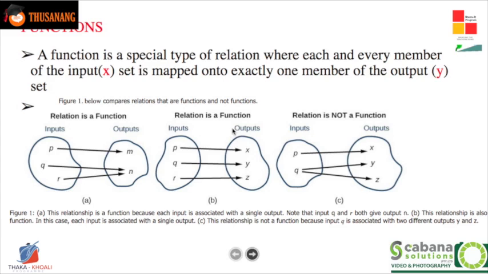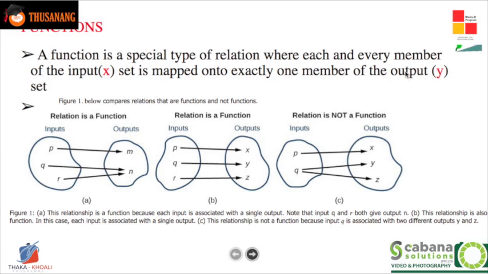So now, what is this function? Like I have said, among the types of relations we have that special one, which is a function. We are saying it is special because for a function, each and every member of the input, remember the input, we used to call it x, is mapped onto exactly one member of the output, which is y.